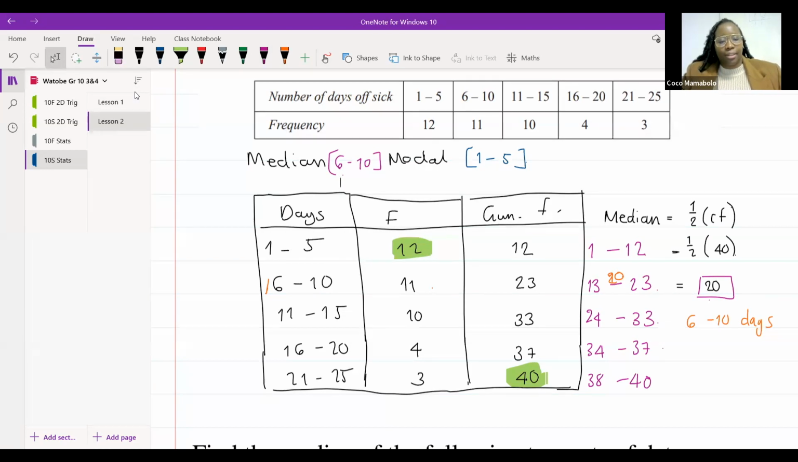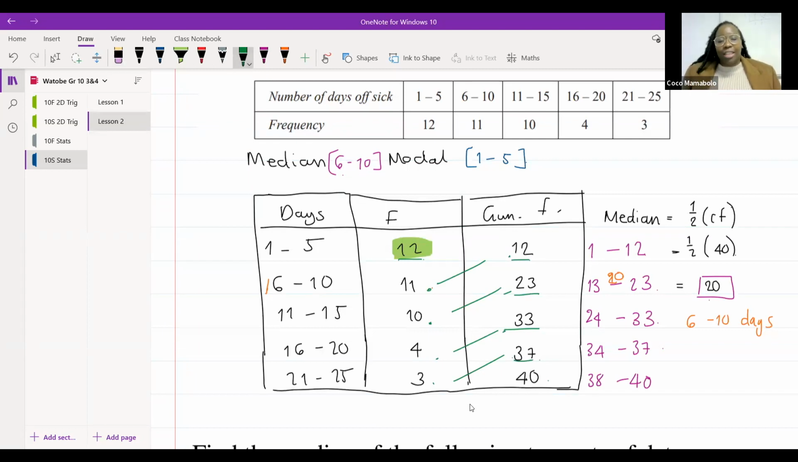A question. Where did we get the cumulative frequency? We just added them together, remember? So this one is always going to be that. So we went 12 plus 11 equals 23. 23 plus 10 equals 33. 33 plus 4. So you mean you add the frequencies vertically? That's it. We add them in that direction. Thanks. You're very welcome, my sweetie.